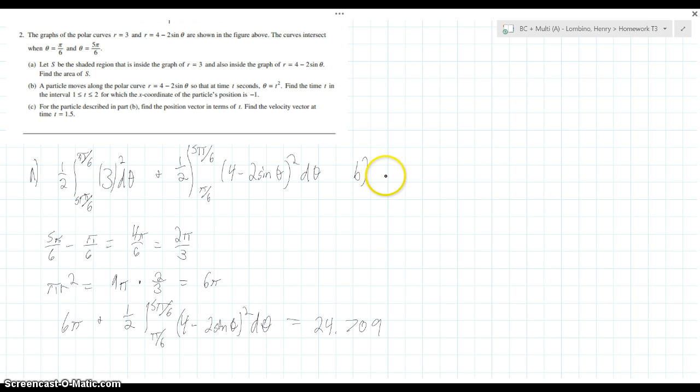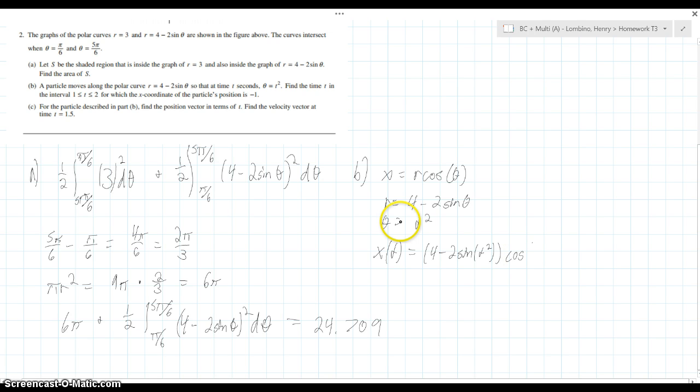If you remember, the way you convert it is x equals r cosine theta. That's the conversion formula. And then we are also given r is equal to 4 minus 2 sine theta, and theta is equal to t squared. So if we plug all those in, we're going to get x in terms of t is equal to 4 minus 2 sine t squared times cosine t squared. Then we want to solve it. It's asked for when the x-coordinate of the particle's position is -1, so we're going to plug in -1 for x of t equals all this.